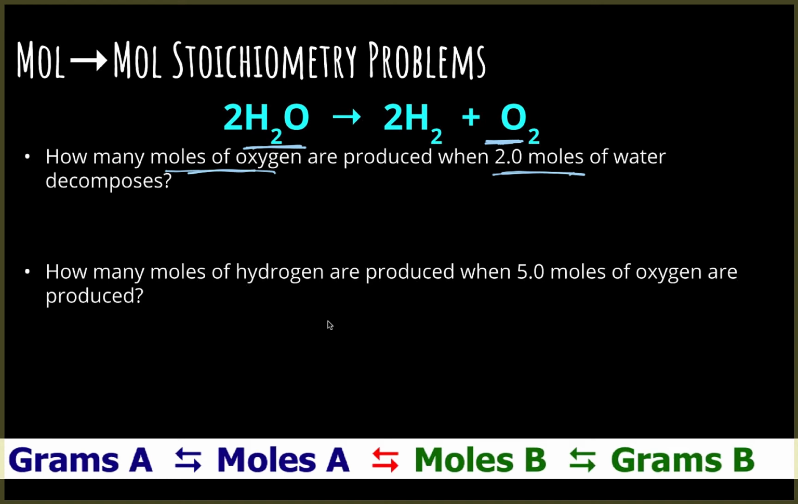Whenever we're doing this, we're only going to need 2 of the substances in the balanced equation. You could have more than just 3 substances total. You could have 4 or 5, but you only are going to need to deal with 2 of them at a time.